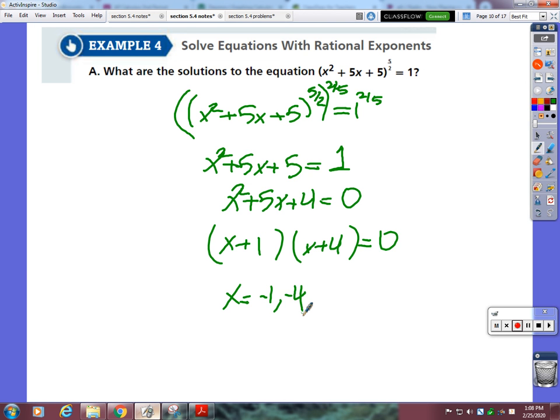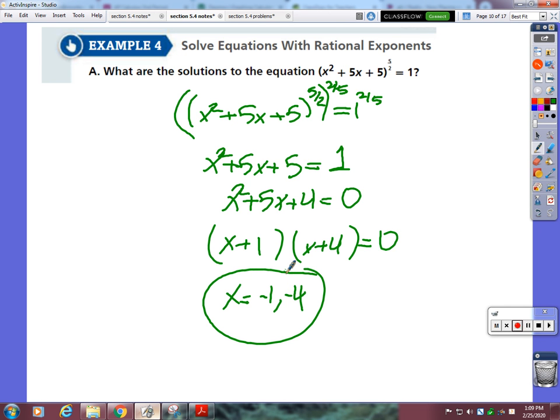-1 and -4. But of course, you want to check your answers, right? So if I plug -1 in here for x, I get 1 minus 5 plus 5, which is just 1. And 1 to the 5/2 is 1, so -1 works. Yay! If I plug -4 in there, then I get 16 minus 20 plus 5, which is also 1. And then 1 to the 5/2 equals 1. So, oh, happy day. They both work.